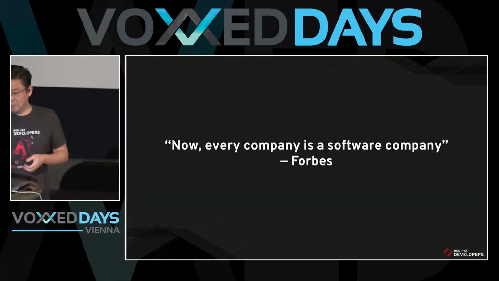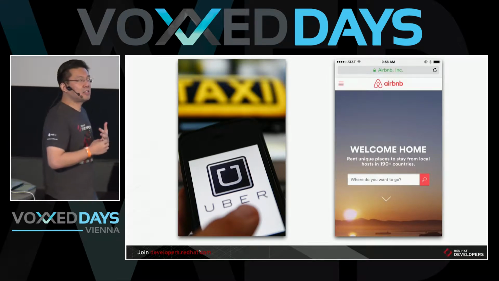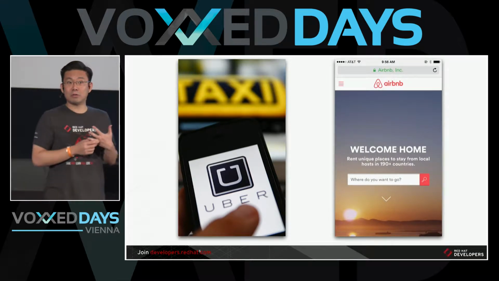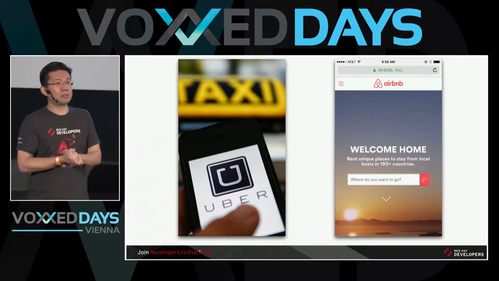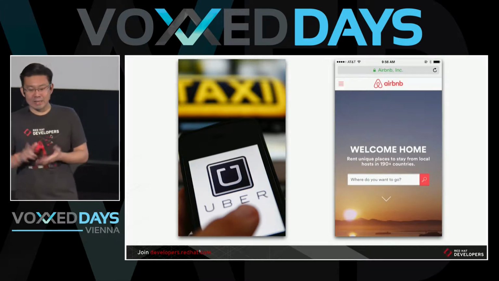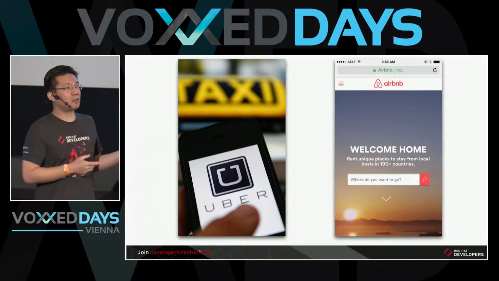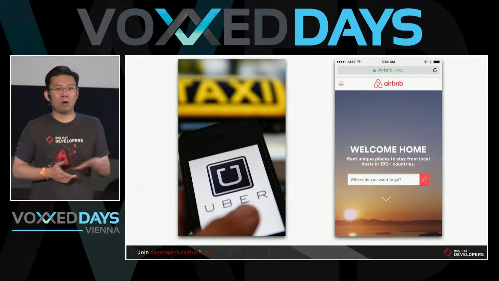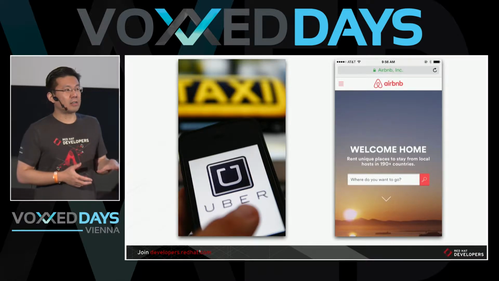Some great examples of the companies that are changing our lives these days: the largest car transportation company in the world owns no cars, which is Uber. The largest lodging company in the world owns no real estate, which is Airbnb. The largest online retailer in the world owns no stock, which is Alibaba. And the largest content network in the world produces no content, which is Facebook. All of these companies have something in common. They only exist and they only live because of software.